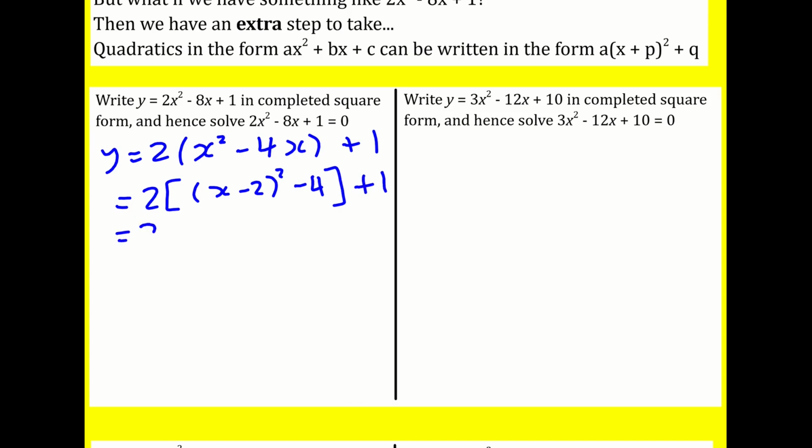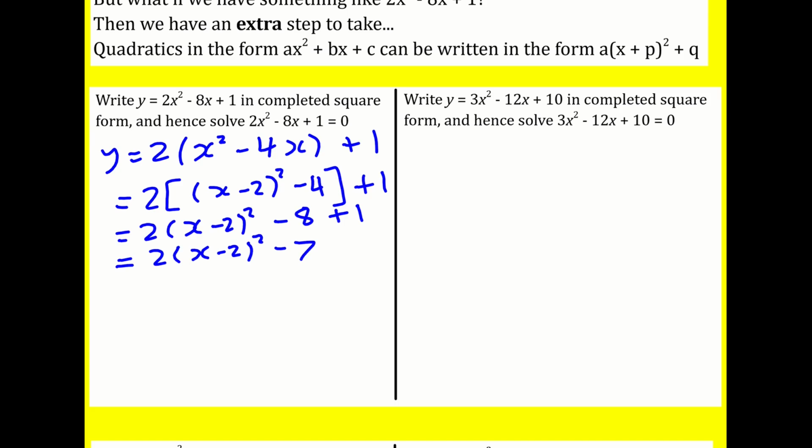Now, I multiply this bracket back out. So I get this, and then I get minus 8 plus 1. And I'm done, basically. I just need to sort out the constants. It's going to be minus 7. I've managed to complete the square on this function.